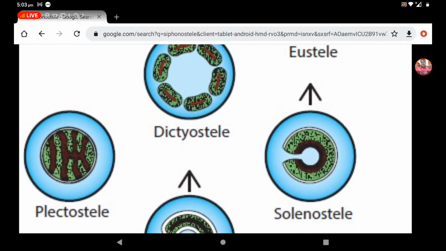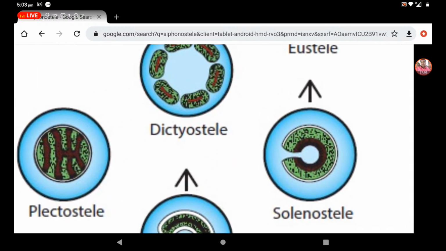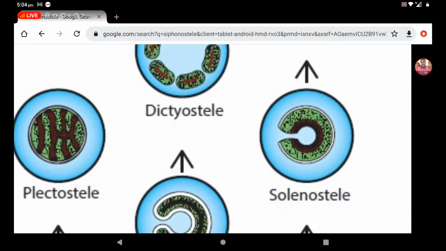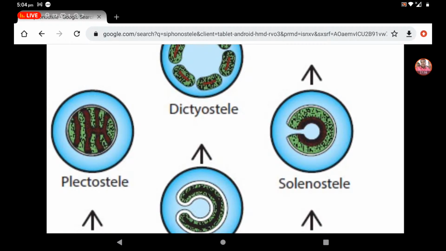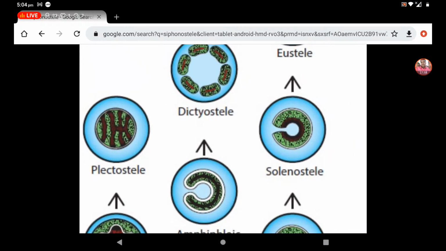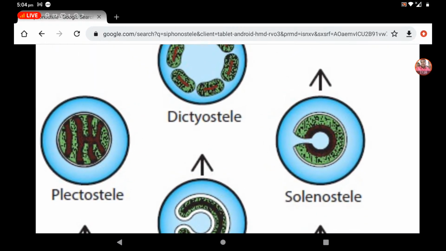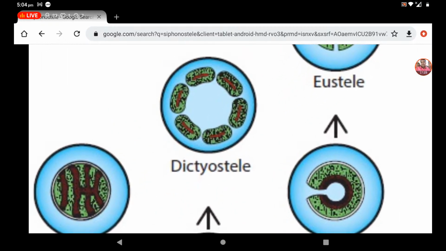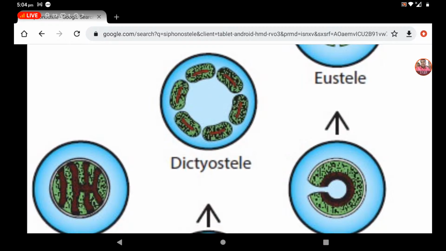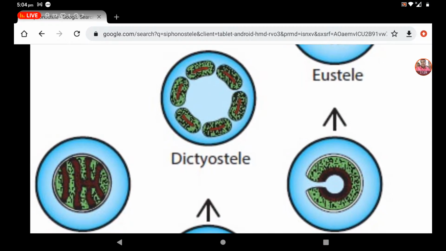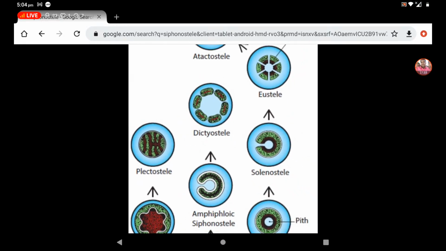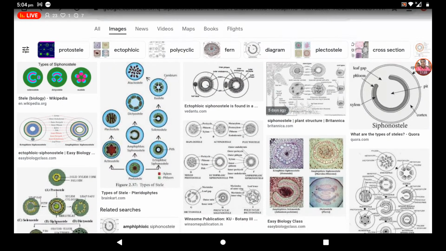Again, solenostele is also present with leaf gaps. Along with siphonostele, leaf gaps are present. See, the gap is identified here. It is like a siphonostele only, but still some leaf gap is present. Again, if we take dictyostele, overlapping leaf gaps are present. So all these varieties are seen in the case of Pteridophyta.